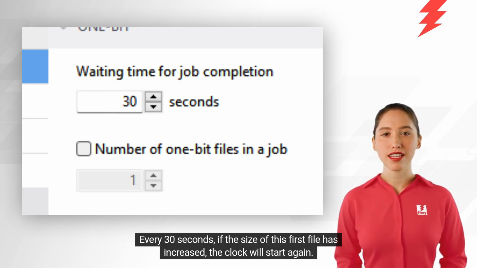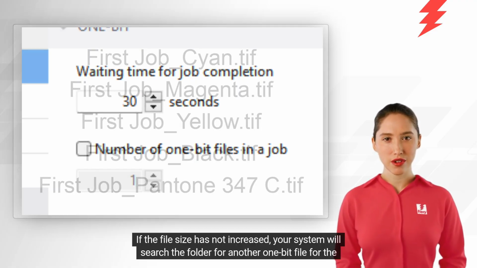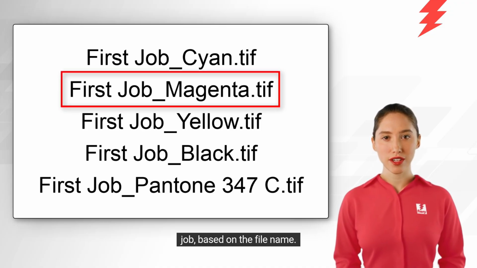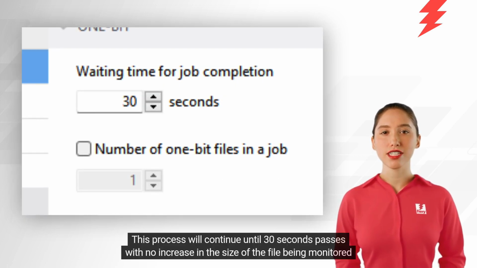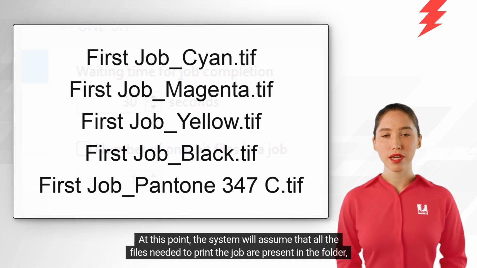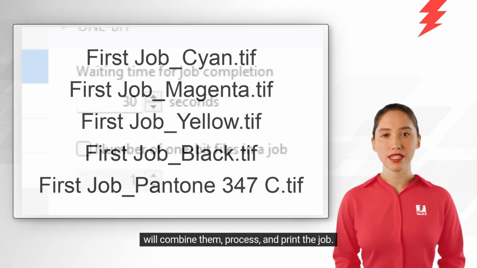Every 30 seconds, if the size of this first file has increased, the clock will start again. If the file size has not increased, your system will search the folder for another OneBit file for the job, based on the file name. If it finds one, the clock will start on that file. This process will continue until 30 seconds passes with no increase in the size of the file being monitored and no new file being detected. At this point, the system will assume that all the files needed to print the job are present in the folder, will combine them, process, and print the job.